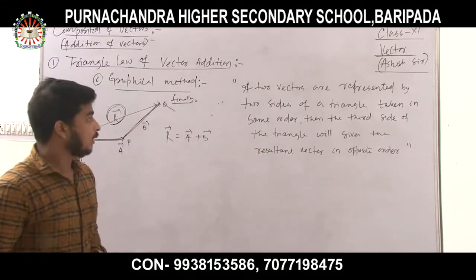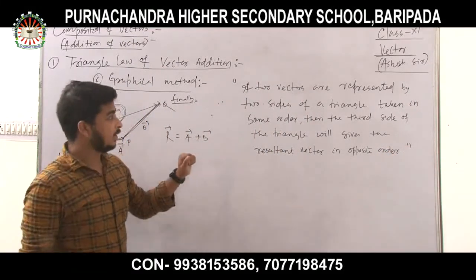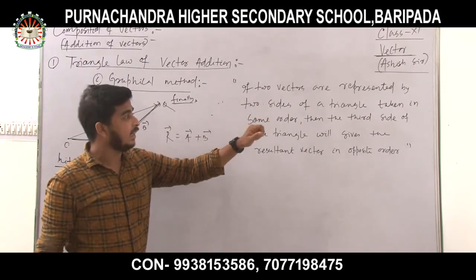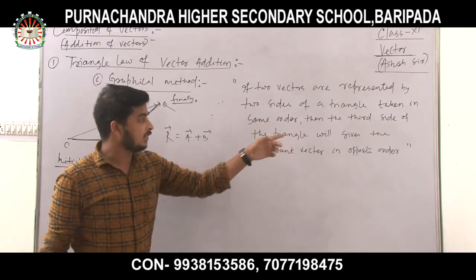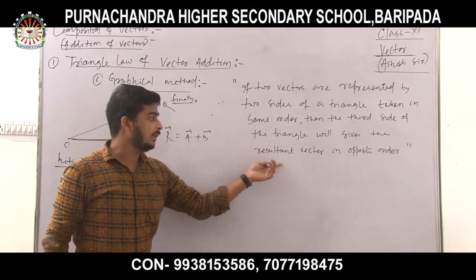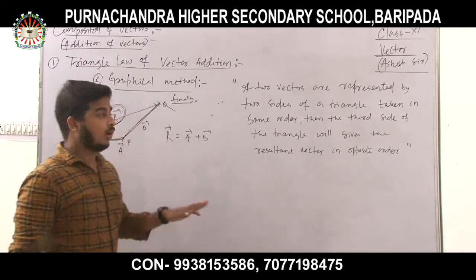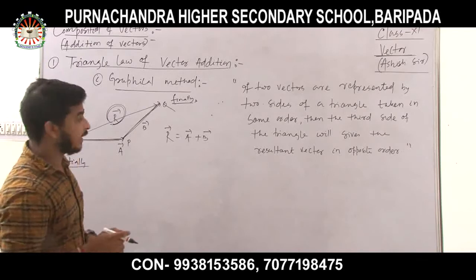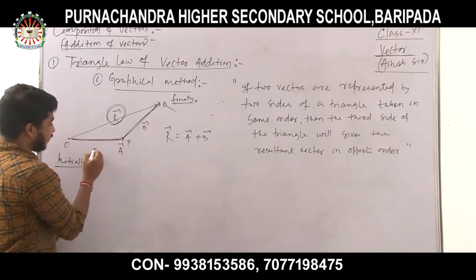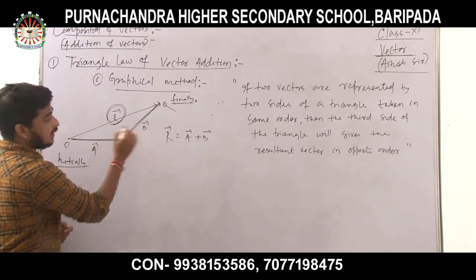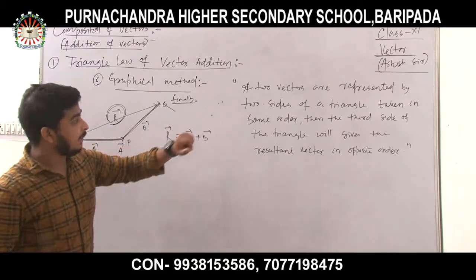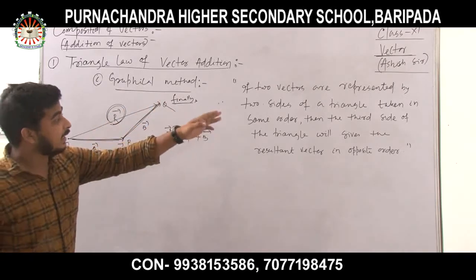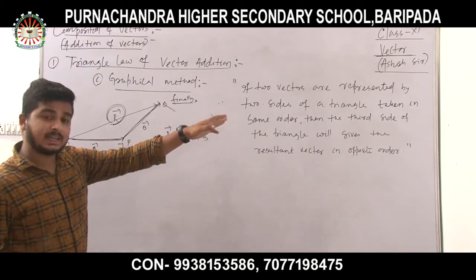So this is the law of vector addition. If two vectors are represented by two sides of a triangle taken in the same order, then the third side of the triangle will give the resultant vector in opposite order. It means, suppose this is a triangle, this is a vector and this is b vector. A and b vectors are represented by two sides of a triangle taken in the same order.